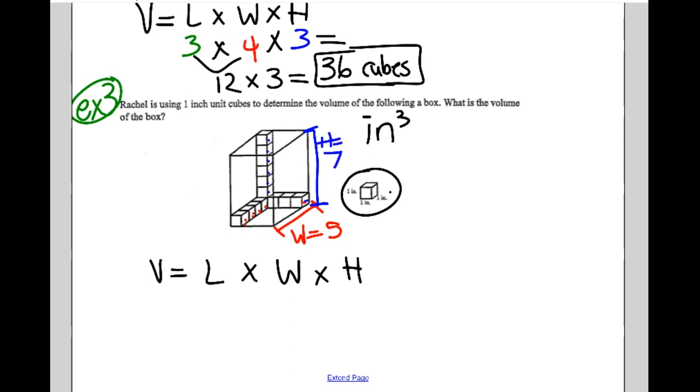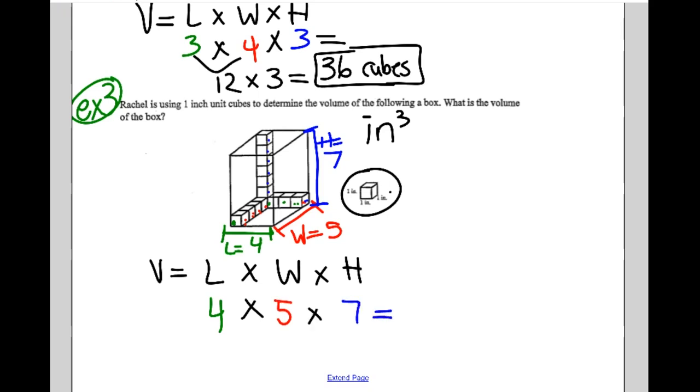And then lastly, we're going to do left to right, which is our length. And we start here because this is our first one. 1, 2, 3, 4. Normally it would have been 1, 2, 3, but this last one in front is our 4th one. So length is 4. So let's go ahead and start plugging them in. 4 times 5 times 7.